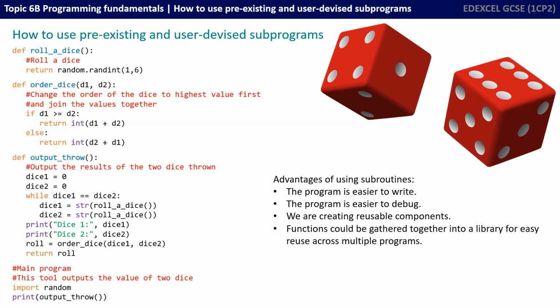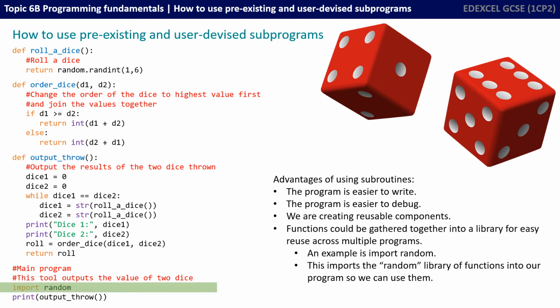The advantages of using subprograms is a program becomes easier to write and it becomes easier to debug. We are effectively creating reusable program components with their own bespoke name. We could then gather these functions together into a library for easy use across multiple programs.